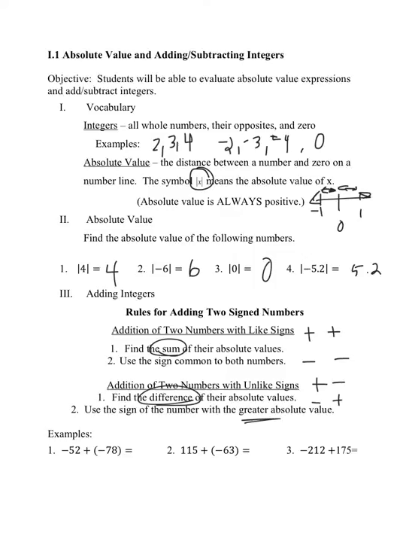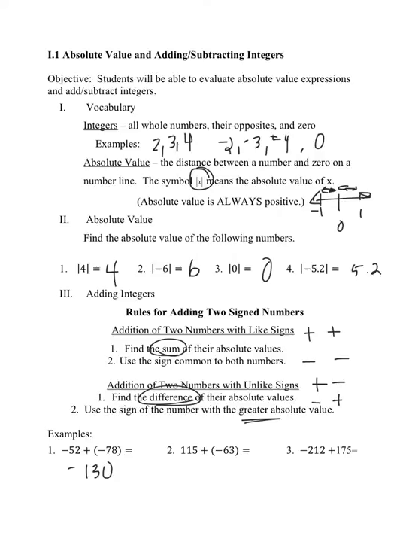So if you look at -52 plus -78, you think about having two of the same signs. You've got two of the same things. So you have 52 negatives here on one side and 78 negatives on the other side. So if you put all of those together, you're going to have 130 negatives.